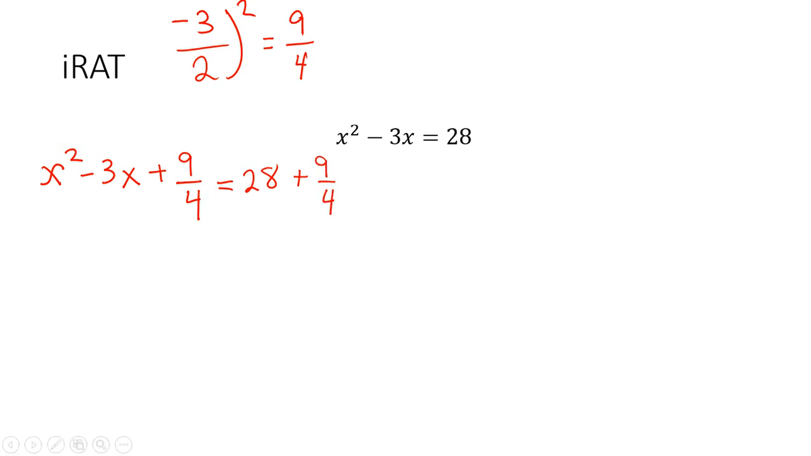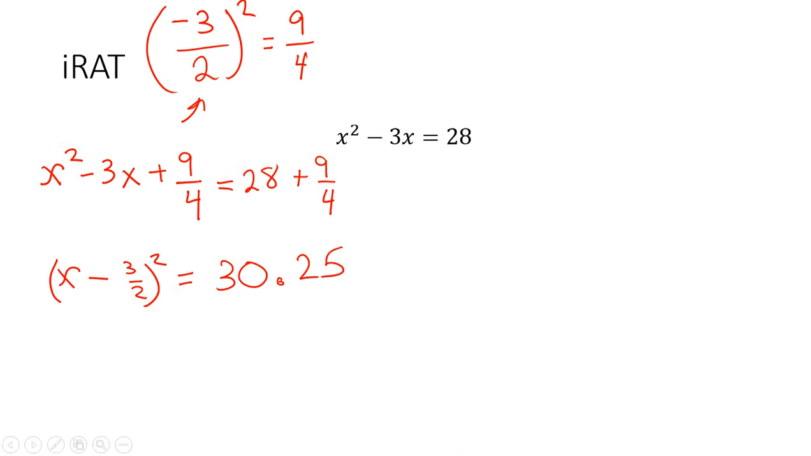Now this left-hand side ends up becoming just x minus 3 over 2, that whole thing squared. Because it's always going to be whatever's inside the parenthesis. It's always x and then whatever's inside that parenthesis right there. That's always, always, always when we've done this correctly. The other side gets us, I'm just going to put it as a decimal, 30.25.